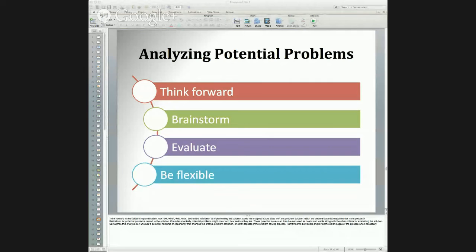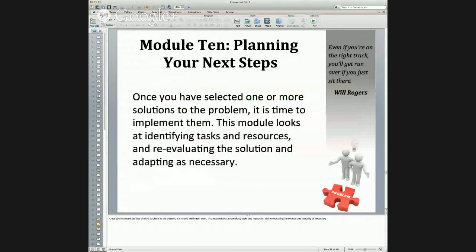Remember to be flexible and revisit the other stages of the process when necessary. Think forward, brainstorm, evaluate, be flexible, jot them down, analyzing potential problems. Module number 10, planning your next steps, a very important module, because many of us solve our problems, then we fail to plan. And failing to plan means planning to fail.